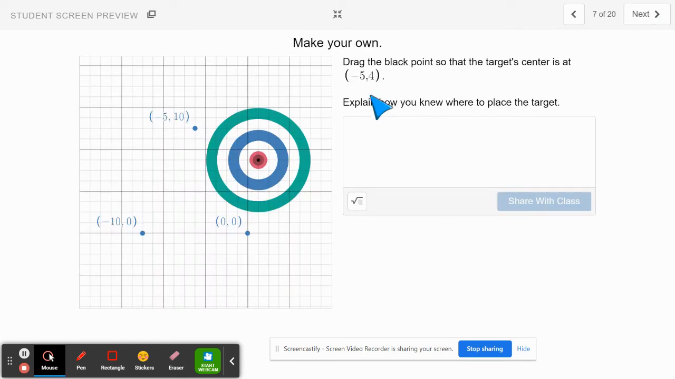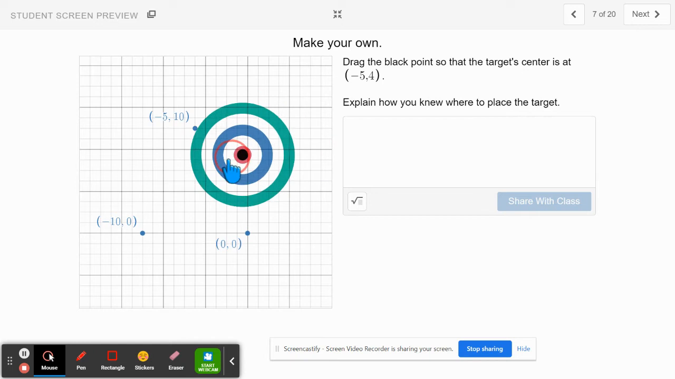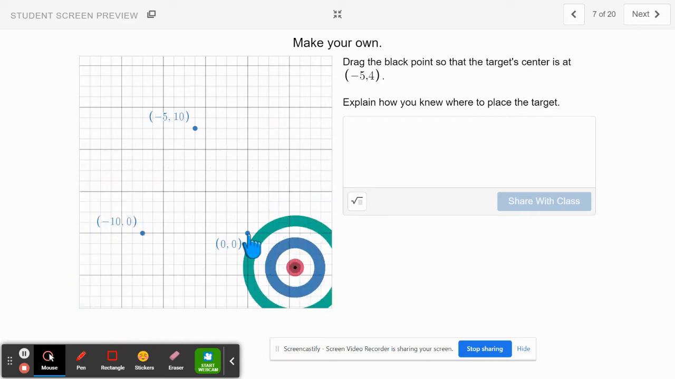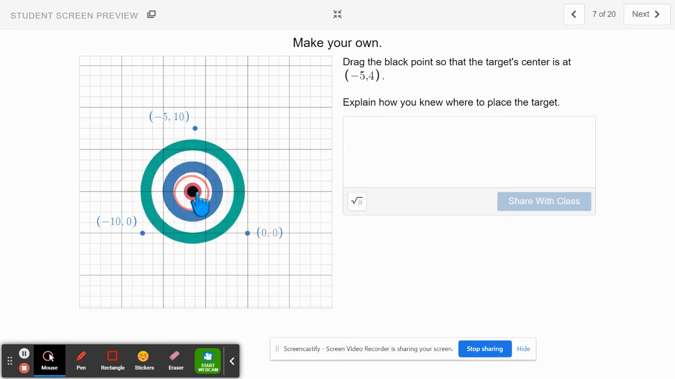This one's tough. It says, drag the black point so that the target center is at -5, +4. Well, this is going to be kind of difficult, but look at the coordinates they've given you. Which coordinate's going to help you? How about the one that has 0, 0, the origin? If I start here, and where does it want me to go? -5. So I would go over 5, 1, 2, 3, 4, 5, and then down 4, 1, 2, 3. Oh no, up 4, 1, 2, 3, 4. So I believe it'd be right there. All right, best you can.